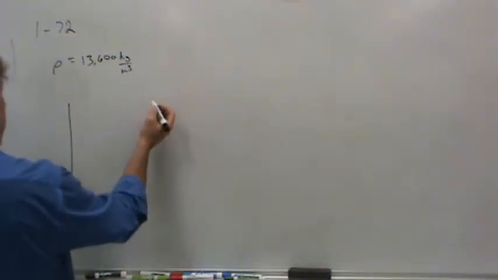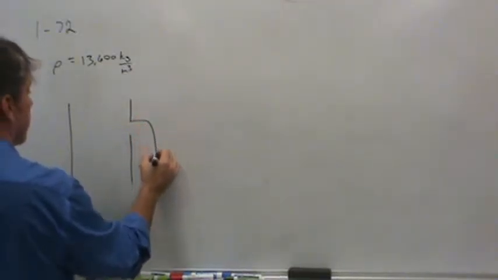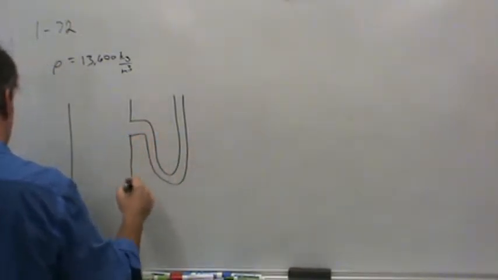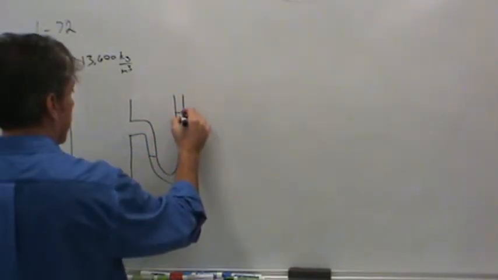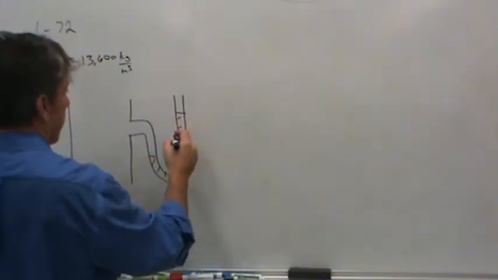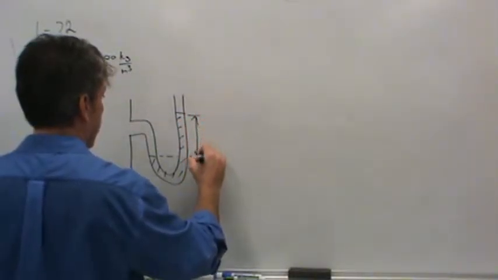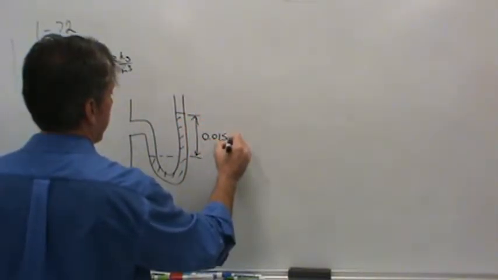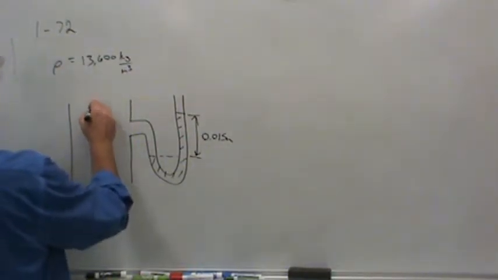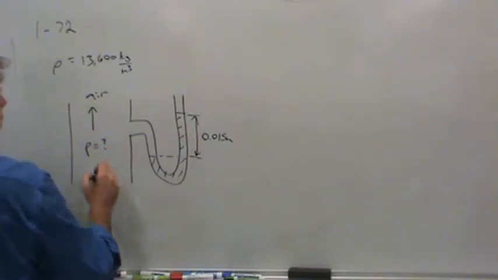So the duct looks something like this, and the manometer comes over, down, up, and the manometer deflection looks like this. So here's the mercury in the tube, and the deflection is this dimension here, 0.015 meters. So that's 15 millimeters. And so the air is flowing this way, and the pressure is the question.